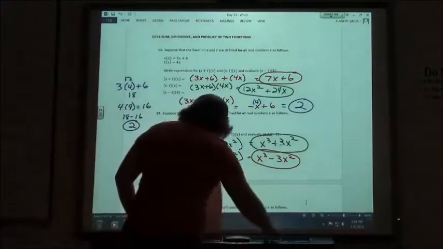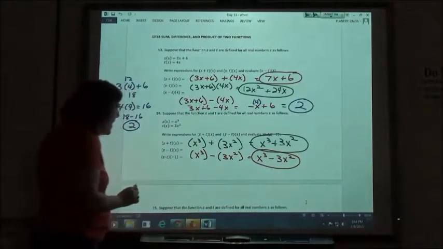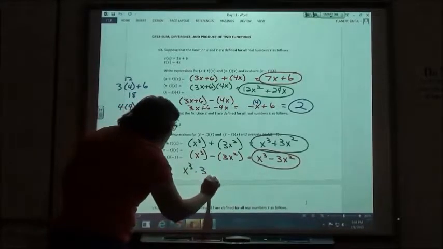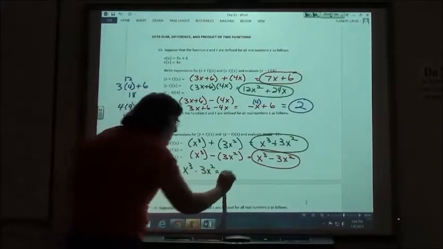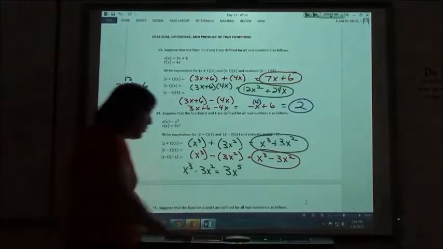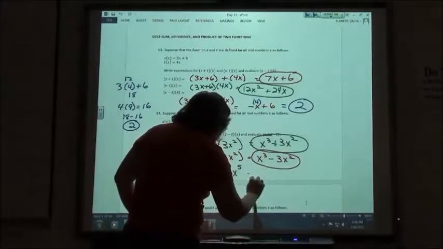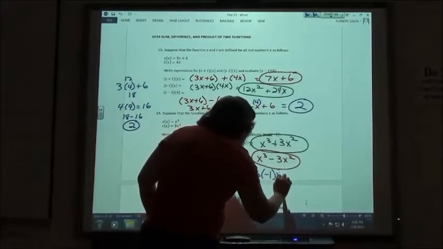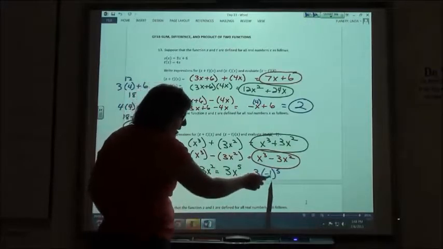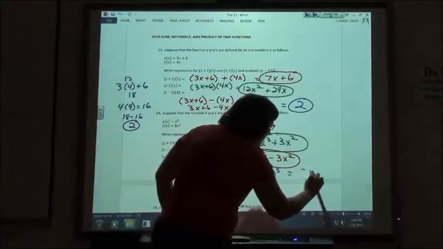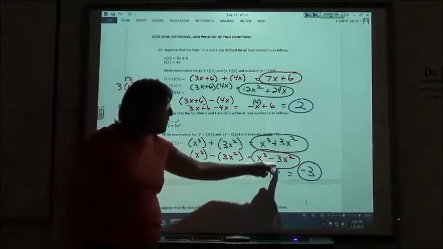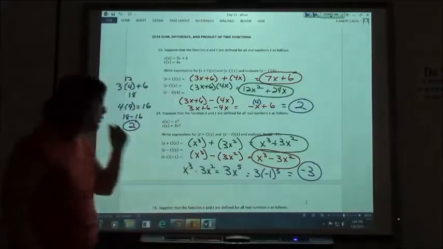On the last one, I'm going to do s times t. So I'm going to take my x to the third times my 3x squared, which would give me 3x to the fifth power. I'm then going to evaluate that at negative 1. So 3 times negative 1 to the fifth. Well, negative 1 to the fifth is still negative 1. Negative 1 times 3 gives me negative 3 for my answer. I've got to remember to follow my order of operations, so do exponents, then multiply.